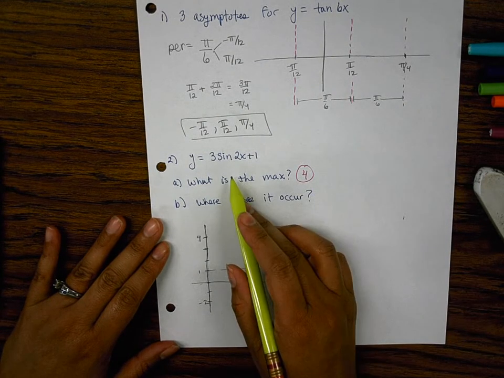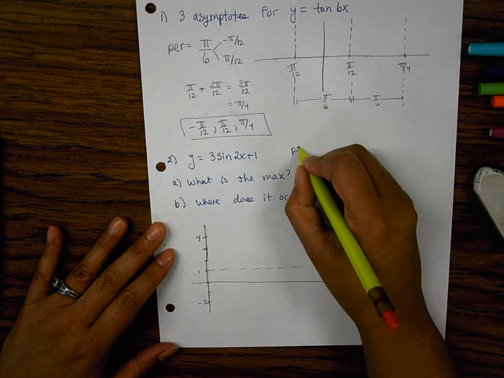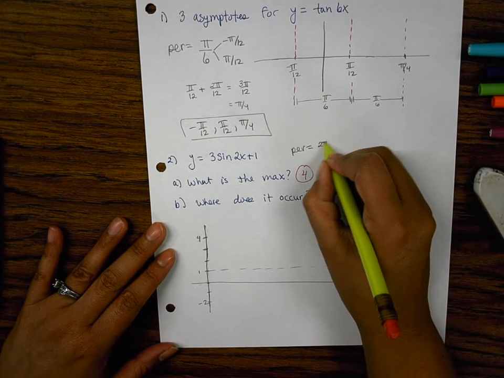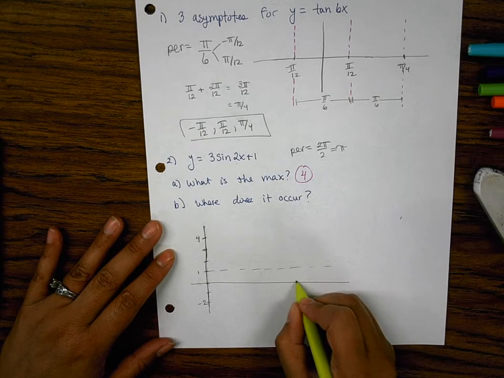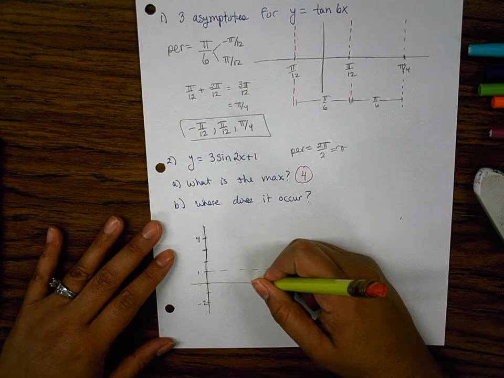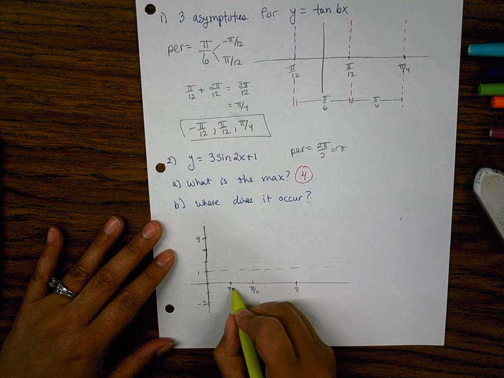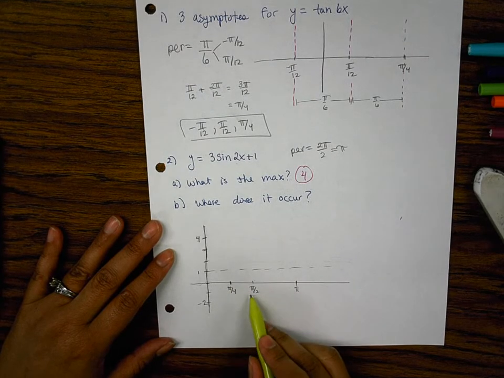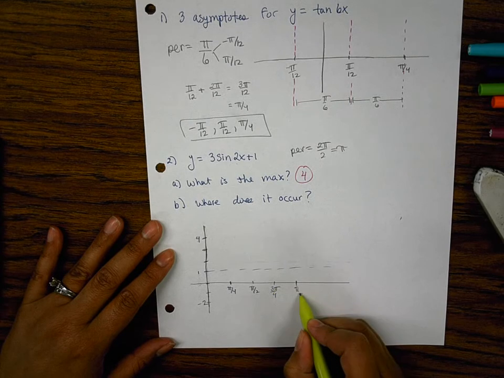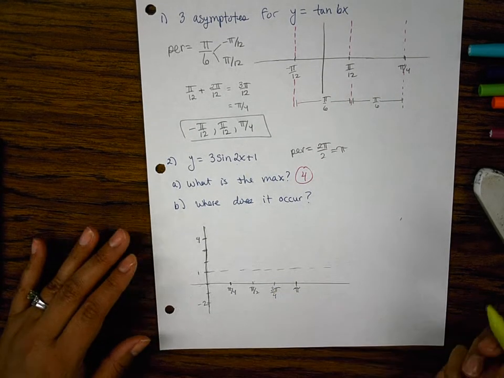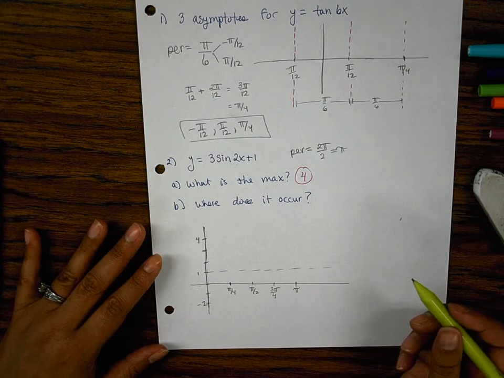All right, where does it occur? Well, we're going to have to sketch it out. Okay, it's positive. Period, what is the period? Period is 2 pi over b, so the period is pi. Pi cut in half is pi over 2. Pi over 2 cut in half is pi over 4. Pi over 4, 2 over 4, this is going to be 3 over 4. 4 over 4 is indeed 1 pi.